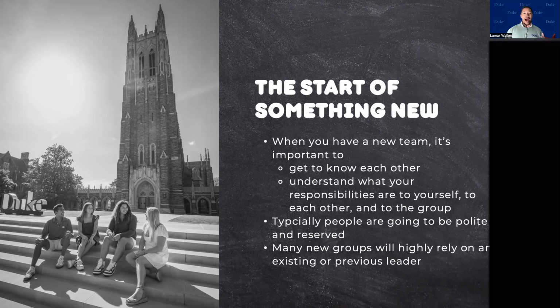Many new groups will highly rely on an existing or a previous leader. Typically your general members, when you have people that are new to the team, are going to look to the president or the vice president or the person at the front of the room leading the group to dictate or shape the direction of the group, which is their role, and that makes sense. If you have somebody that's new in leadership, folks may also tend to look to the previous leader, and that's also okay. Your group is just getting started, and so those people are going to be able to give some direction.